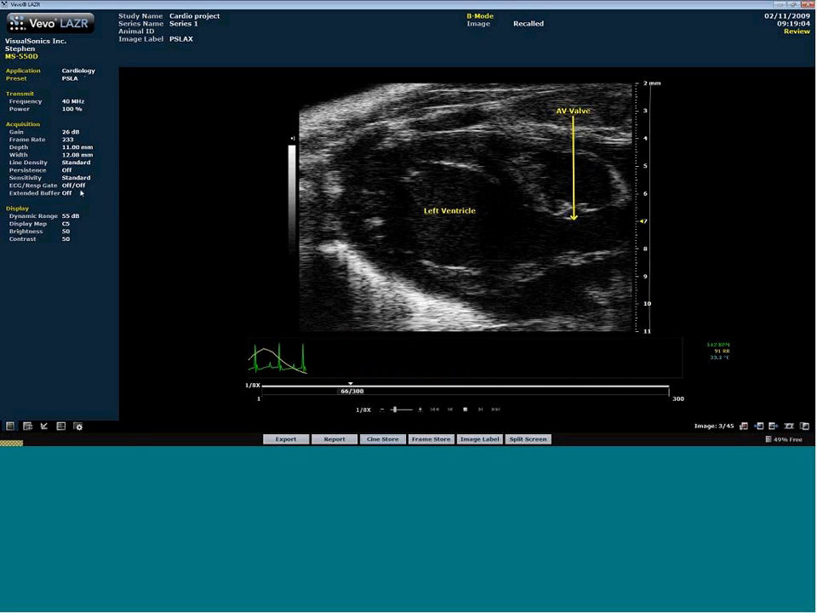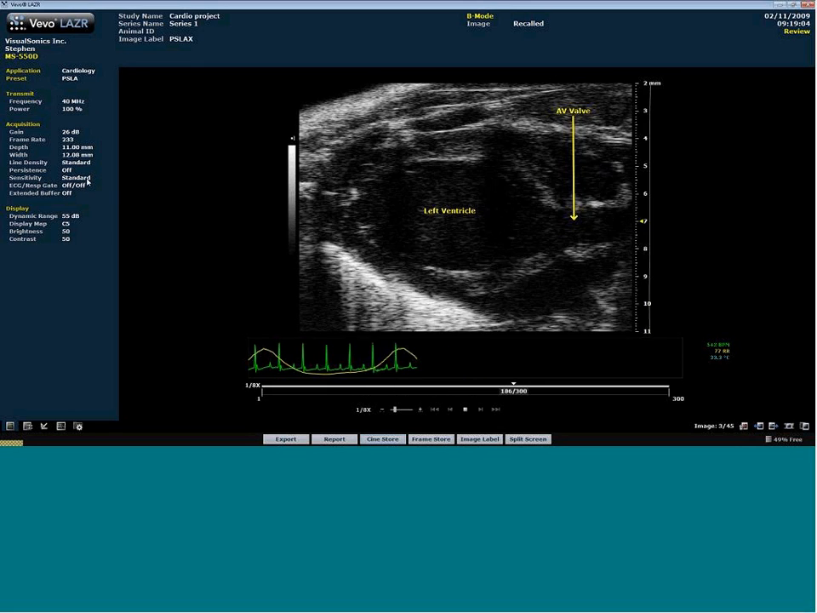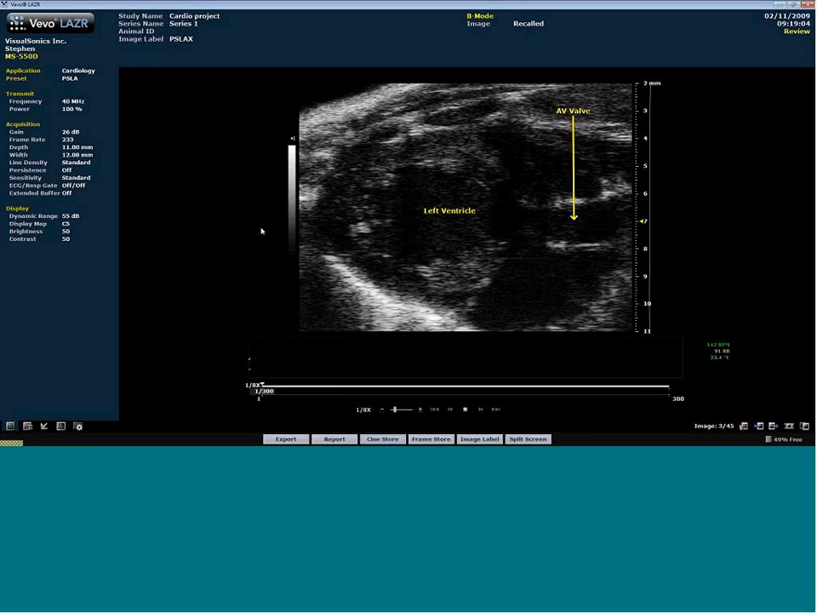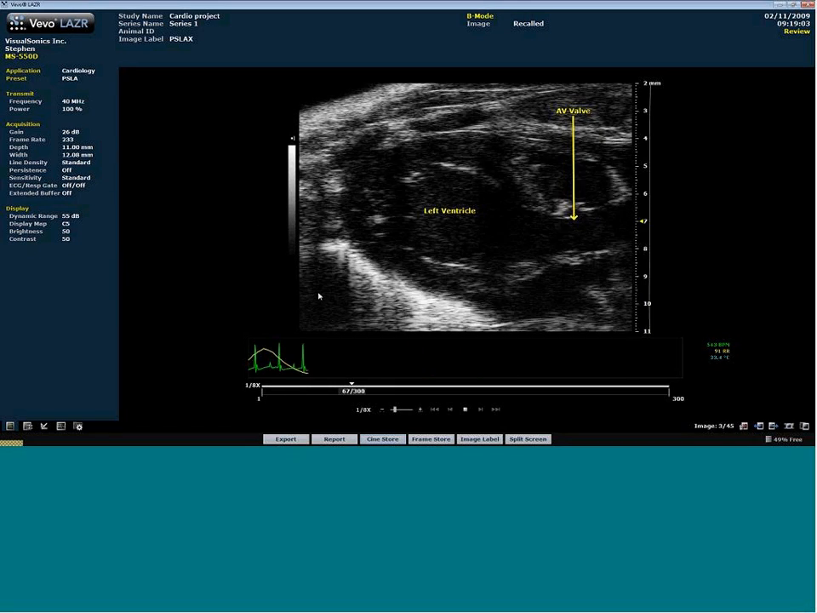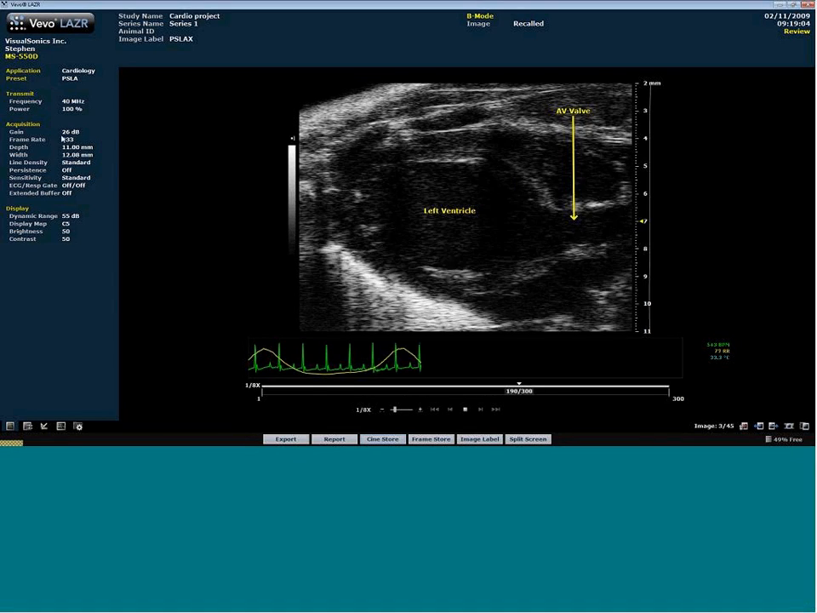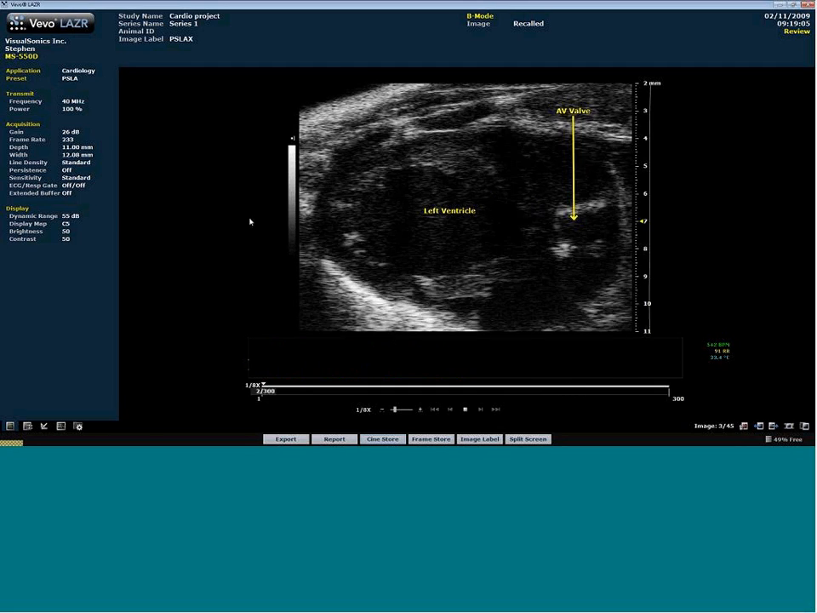The presets in the cardiology application already have things optimized for higher frame rates, and then play around with the settings and create your own presets with things like the width and the depth, to try and bring the frame rates up, and then use the gain to try and decrease the noise.